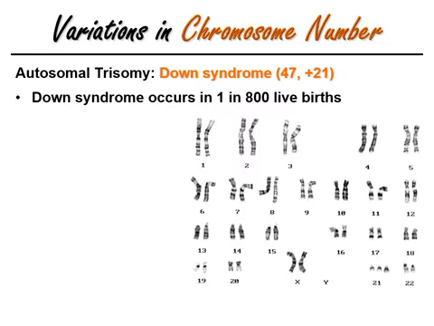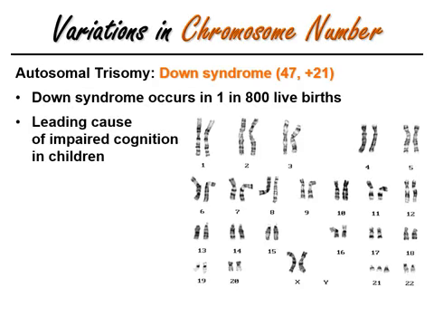So this would be a karyotype, and then look at trisomy 21. There it is, extra chromosome 21. So it's also known as Down syndrome. Down syndrome occurs in 1 in 800 live births, so it's fairly common. And it's the leading cause of impaired cognition in children.